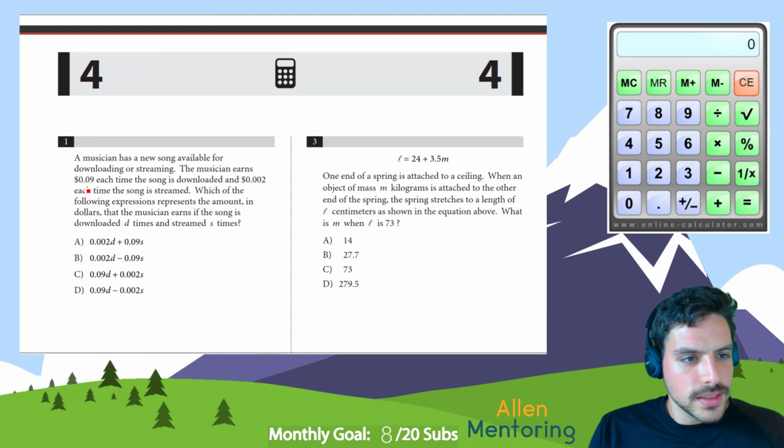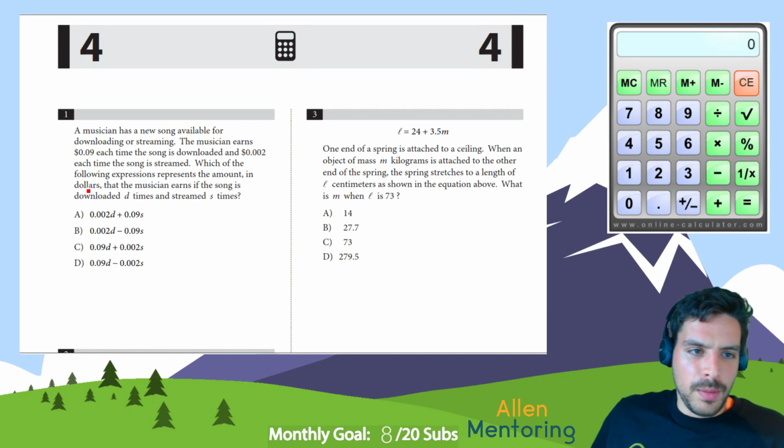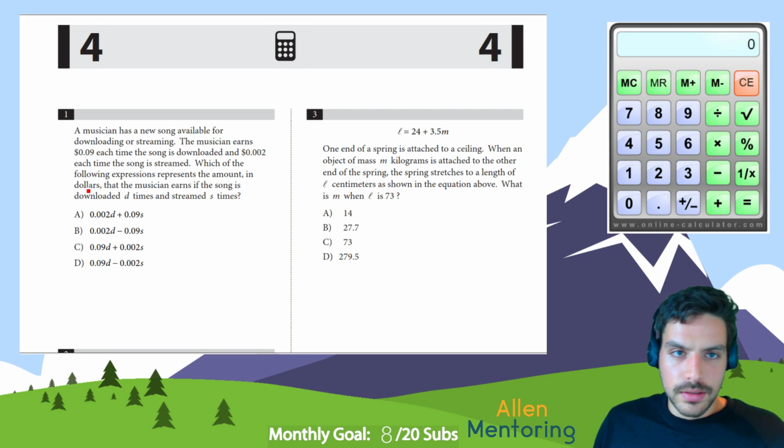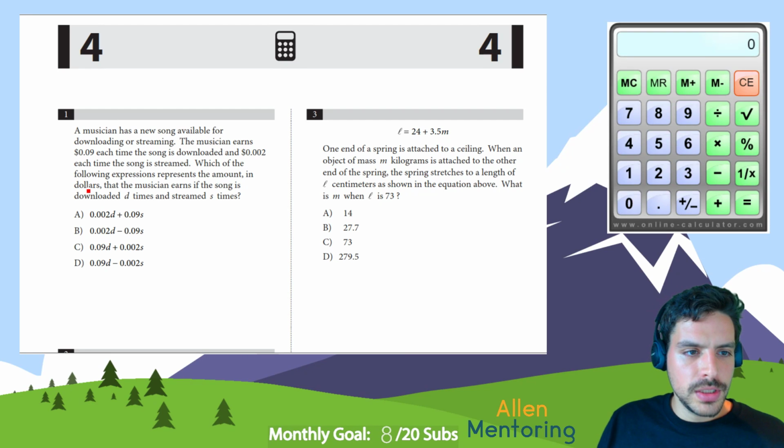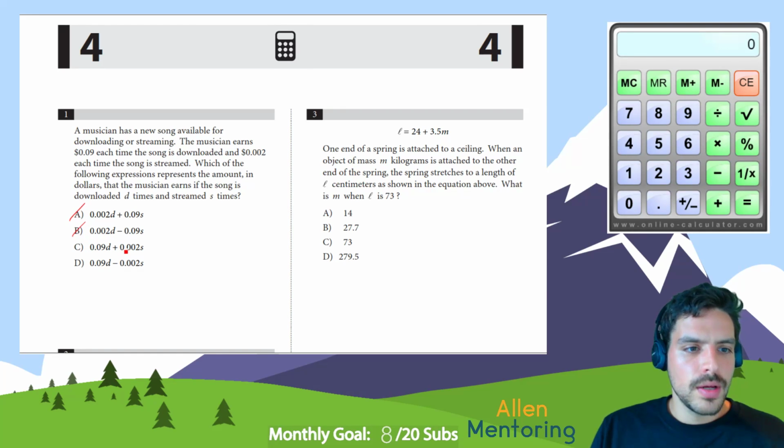Alrighty. Number 1. A musician has a new song available for downloading or streaming. The musician earns 9 cents each time the song is downloaded and $0.002 each time the song is streamed. Which of the following expressions represents the amount in dollars? So this is pretty easy. It's 9 cents per download, so it's 9 cents times D. So we can knock off these two.